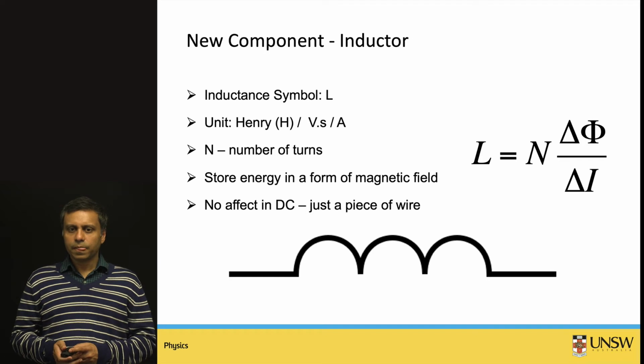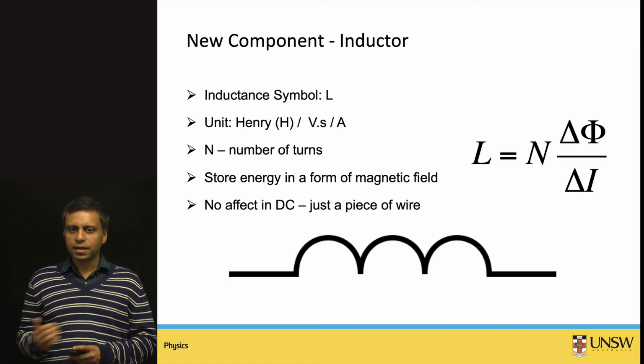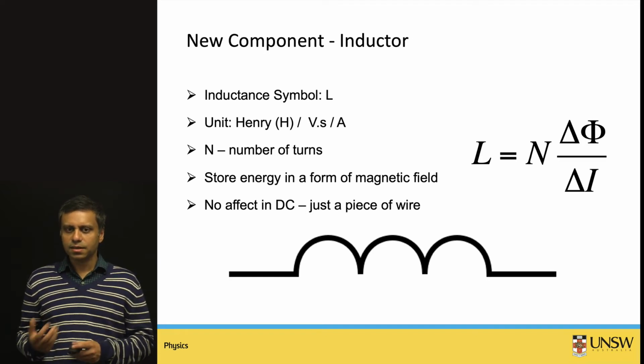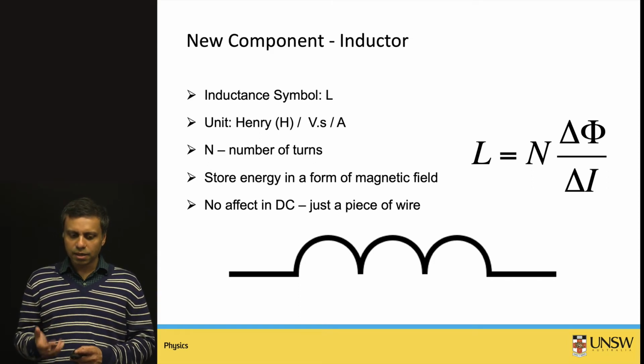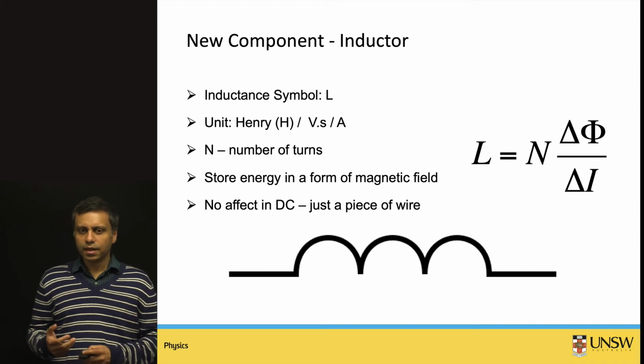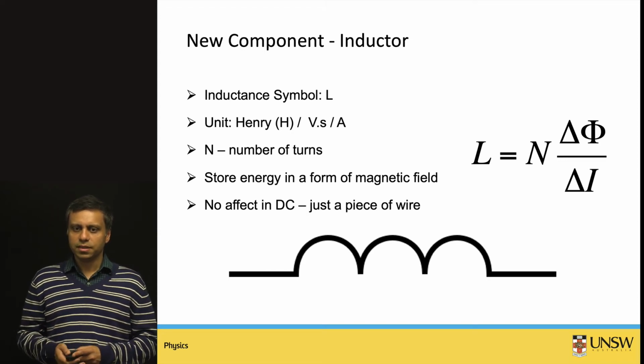So if you have a DC current flowing through this wire, then there is no effect. It just acts like a resistor. But if there is an AC current flowing, then there is this additional effect that the energy of a magnetic field is stored in this type of component.